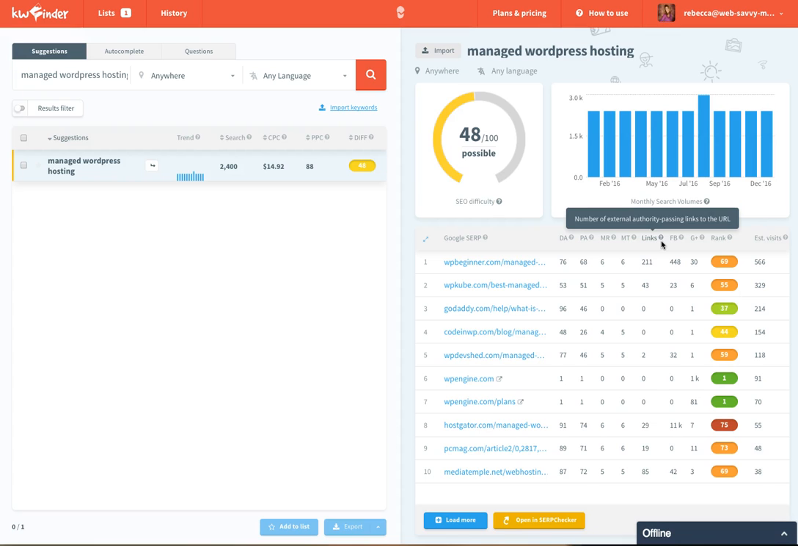And you see that WPBeginner has got 211. Inbound links still matter in SEO, and we can see that here. WPCube's got 43, much higher than HostGator or PC Magazine, which is probably why they're ranking above. But wait a minute, what about Media Temple? Media Temple's got 85 links.